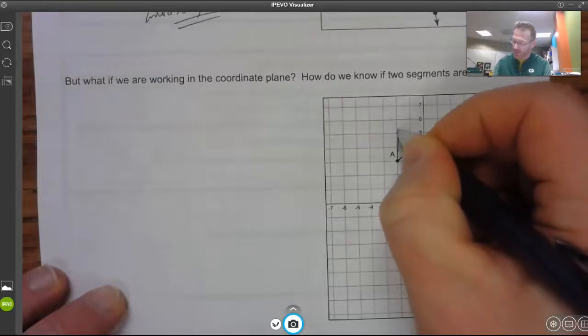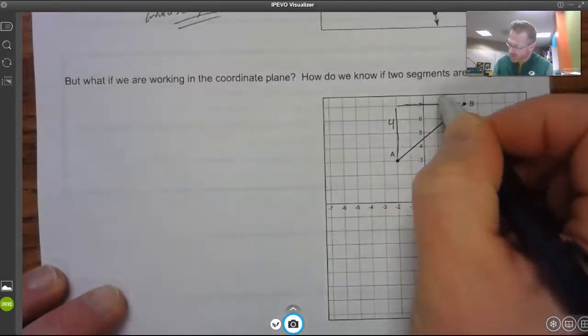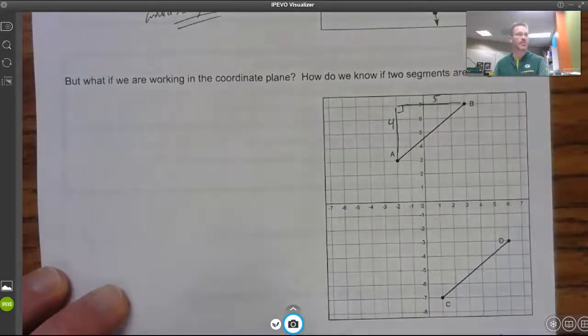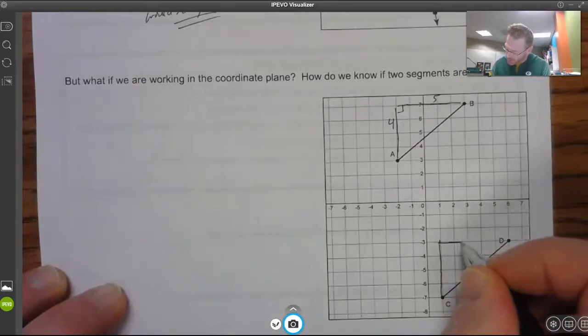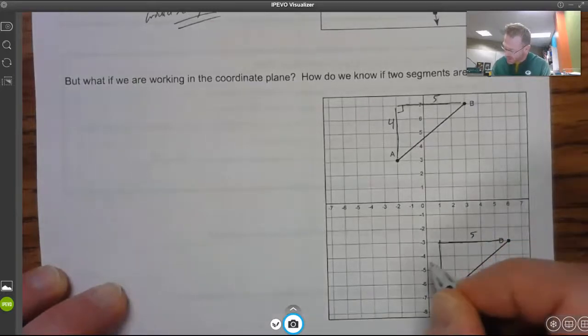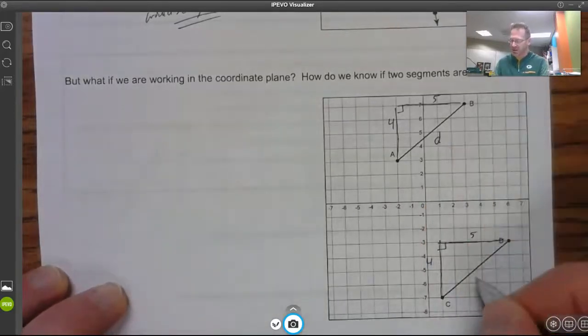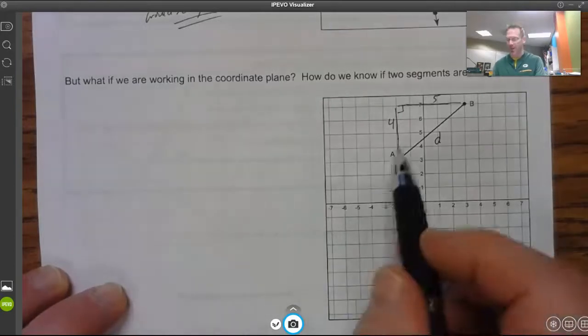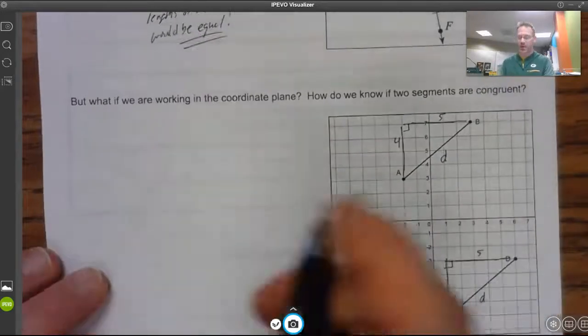So 1, 2, 3, 4. 1, 2, 3, 4, 5. Create that right triangle. 1, 2, 3, 4. 1, 2, 3, 4, 5. Create that right triangle. Now, you can probably tell once we draw the triangles that this distance and this distance have to be the same. They both have the same legs there.